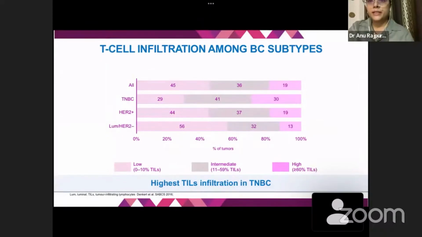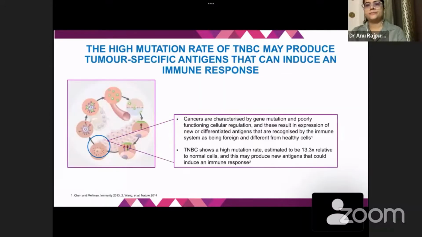Now coming to a very characteristic feature of TNBC, that is T cell infiltration in TNBC compared to other breast cancers. You can clearly see that TNBC has the highest T cell infiltration. The high mutation rate of TNBC may produce tumor-specific antigens that induce an immune response, by which there is infiltration of T cells.